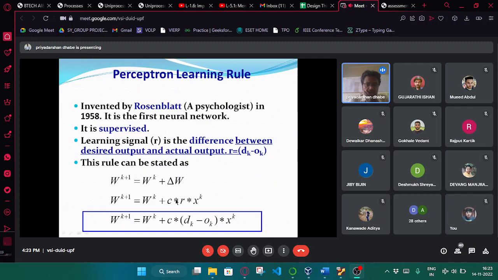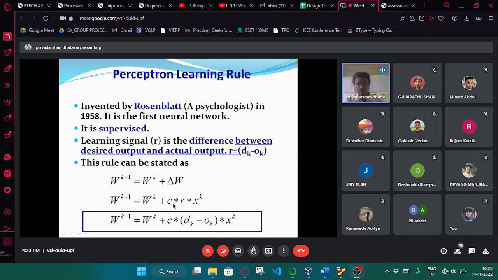Now, what are C, R, and this input vector Xk? Xk represents the input pattern applied at the k instance. R is the learning signal, that is the difference dk minus ok, the desired output minus the actual output. And C is called the learning rate. Generally it is set to a value greater than 0, such as 0.5, 1, 1.5, and so on.